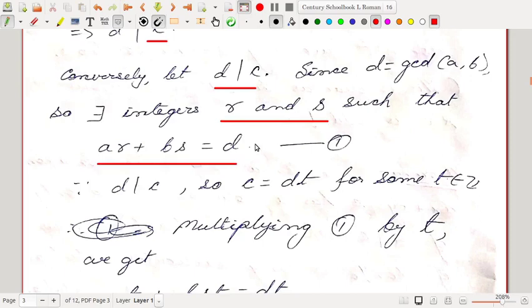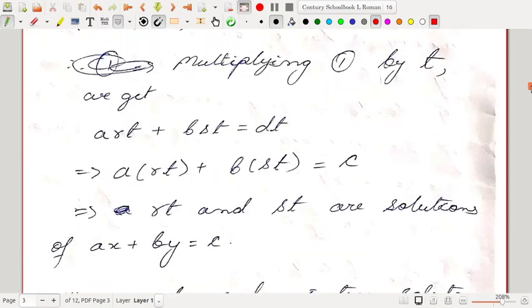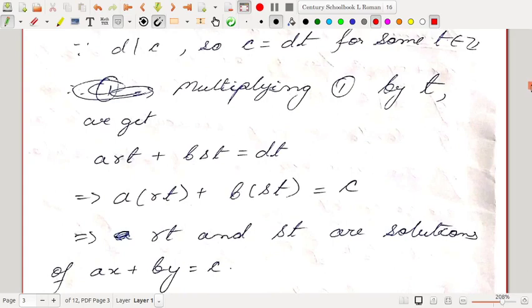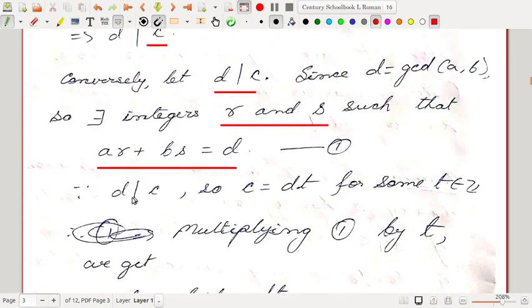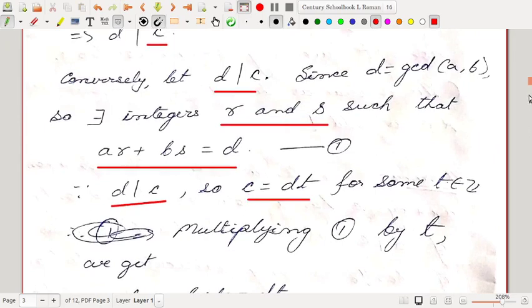So this problem was also done in your course. If D is the GCD of two integers A and B, then we can find integers X and Y which satisfy AX plus BY equals D. So this is what we have written; instead of X and Y, I have just written R and S. So from here, what is our conclusion? Since D divides C, C can be written as D times some integer T, for some integer T.